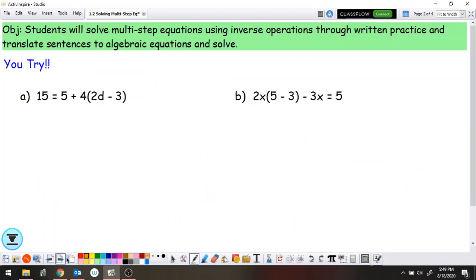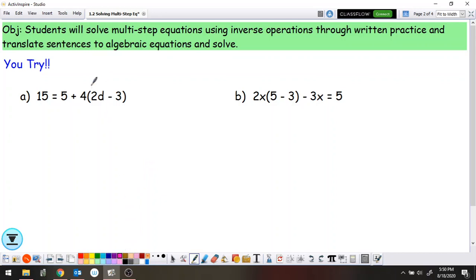So what I would like you to do now is solve these two equations. You're going to solve A for D and you're going to solve B for X. Now that you've had a chance to solve these equations, this is how I would go about solving these.